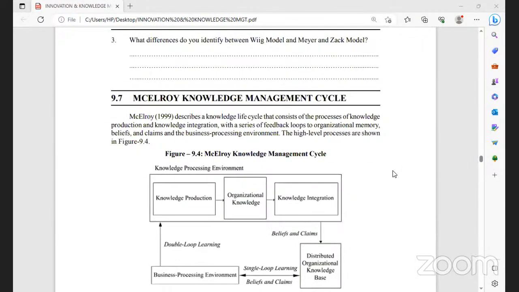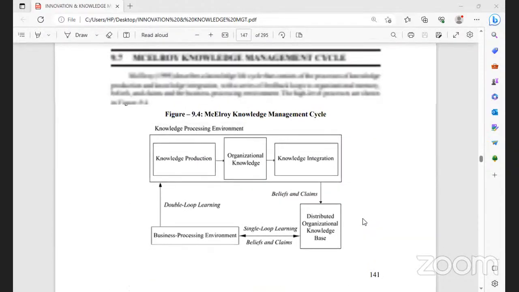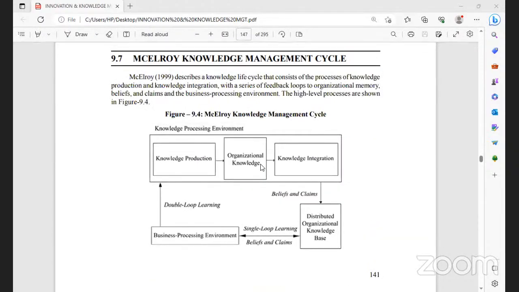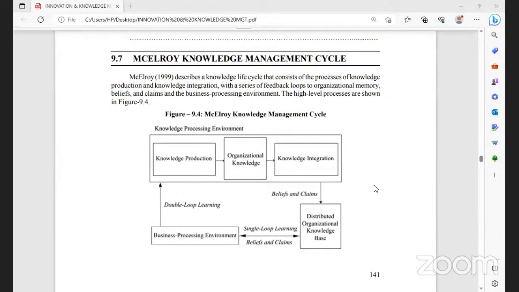And next one is the McElroy knowledge management cycle. According to it, it describes a knowledge life cycle consisting of the processes of knowledge production and knowledge integration, with a series of feedback loops to organizational memory, beliefs, and claims, and the business processing environment. The high-level processes are shown in the diagram and related to that: knowledge processing environment, knowledge production, organizational knowledge, knowledge integration, distributed organizational knowledge base, and business processing environment.